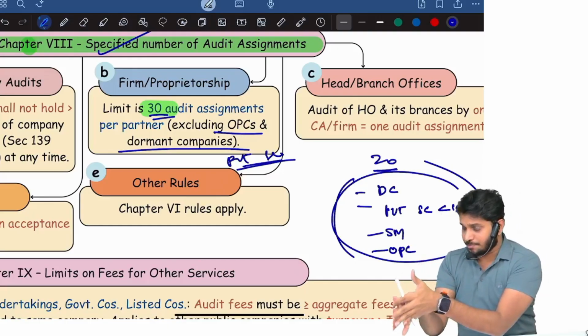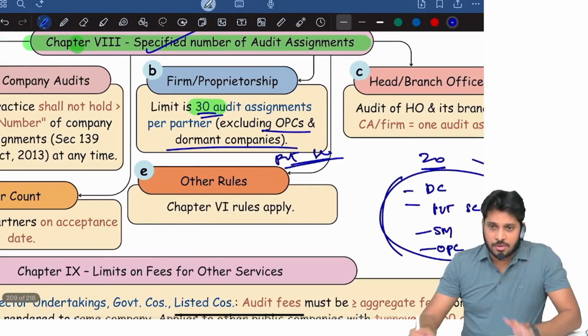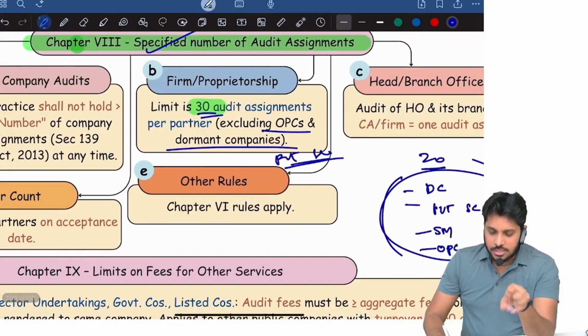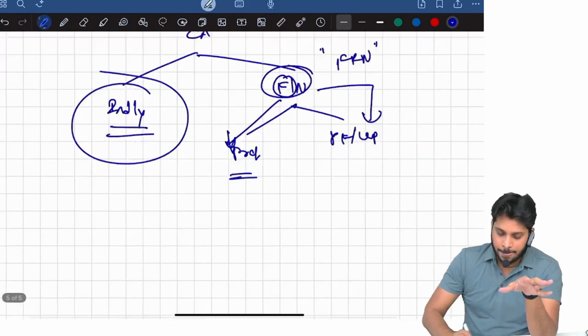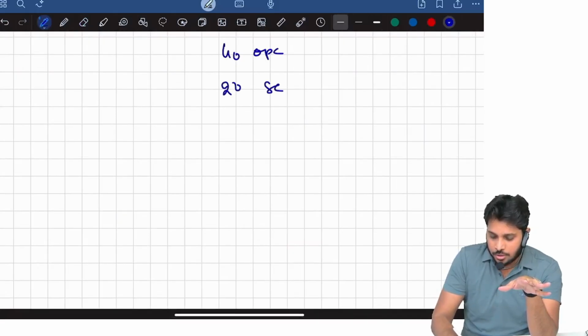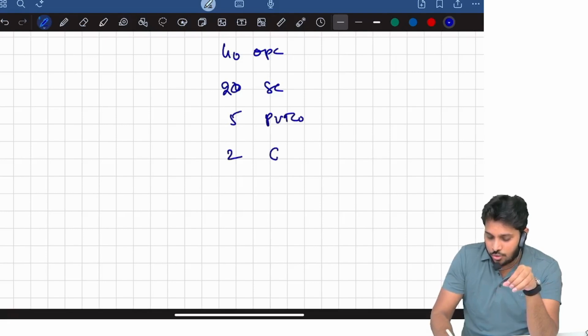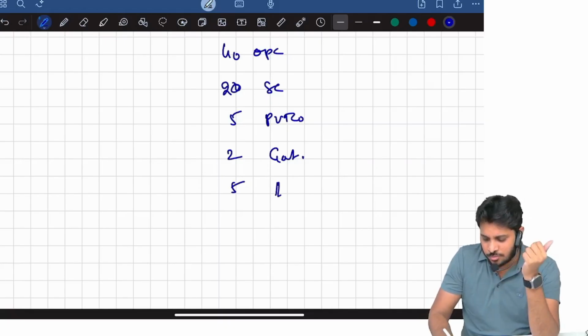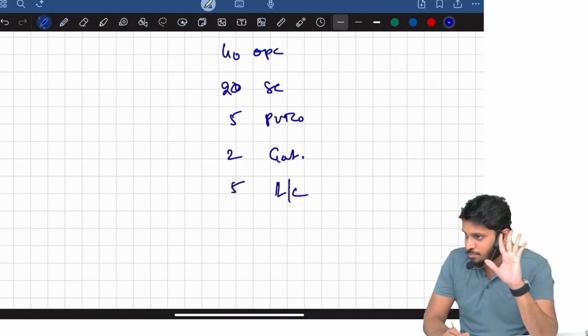Are you clear? So for example, a simple example I'll tell you. Suppose I have, let us assume, 41 companies, 50 small companies, 20 small companies, 5 private limited companies and 2 government companies, and there are another 5, let us assume, listed companies. This is the composition which I have.